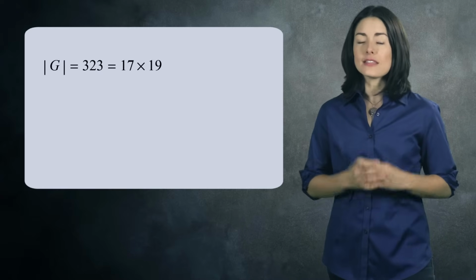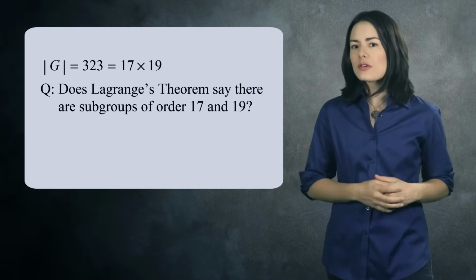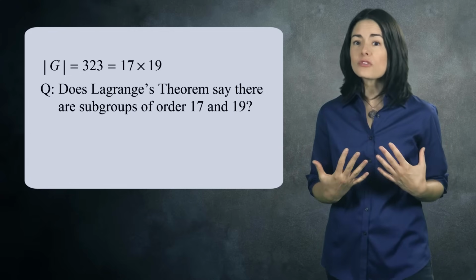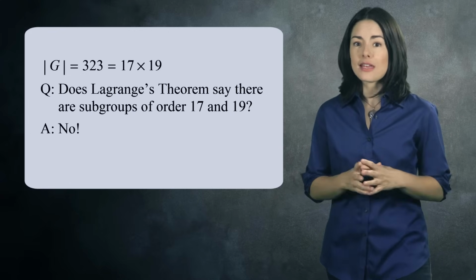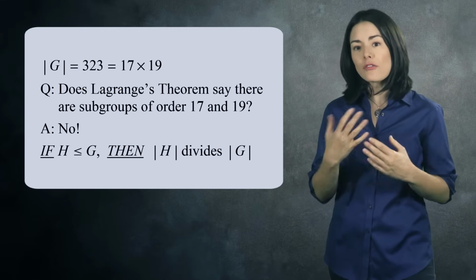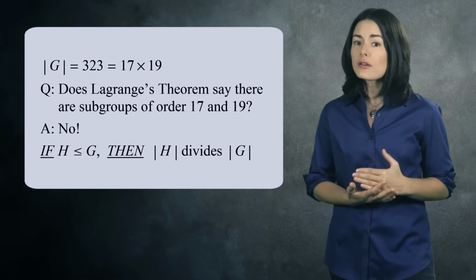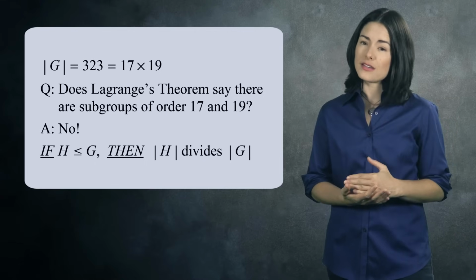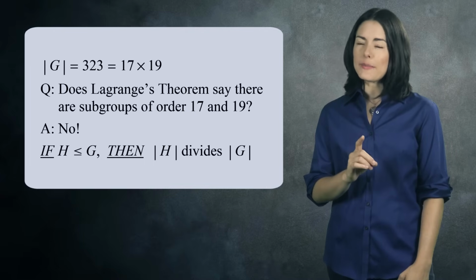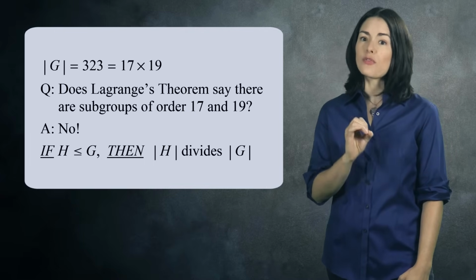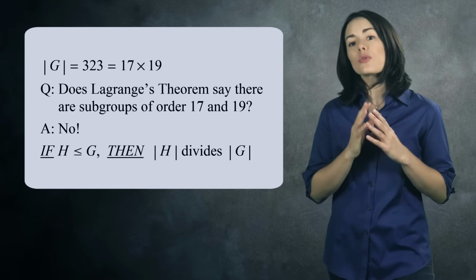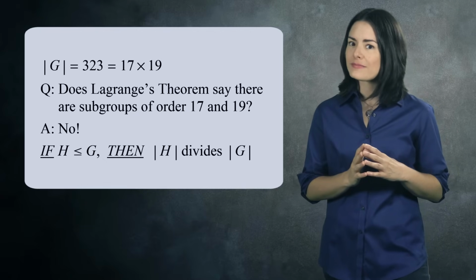This is a good moment to pause and not get overly excited about Lagrange's theorem. We need to learn its limitations. 17 and 19 divide the order of G. Does Lagrange's theorem say that there are subgroups of these orders? No. Lagrange's theorem is an if-then theorem, which means the converse may not be true. Just because a number divides the order of G, there's no guarantee that a subgroup of this size will exist. In this case, it just so happens that G does have subgroups of orders 17 and 19, but there are groups where this isn't the case.